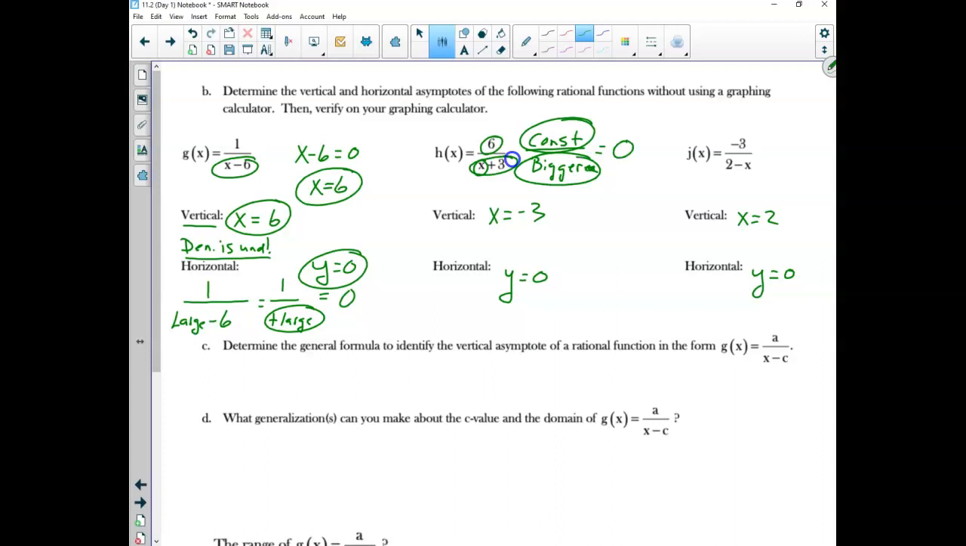So as long as there's not a variable in the top, your horizontal asymptote is always going to be y equals 0. And the last one has a vertical asymptote of x equals 2, and a horizontal asymptote of y equals 0.